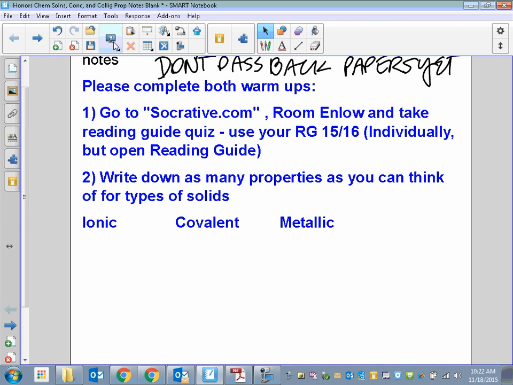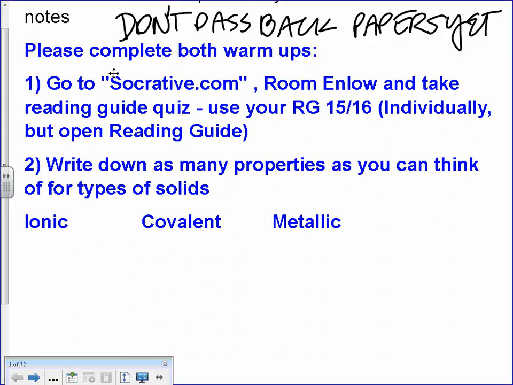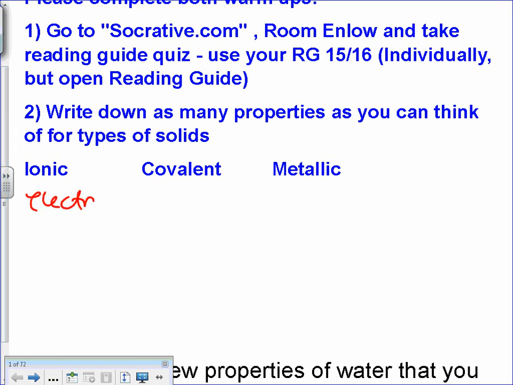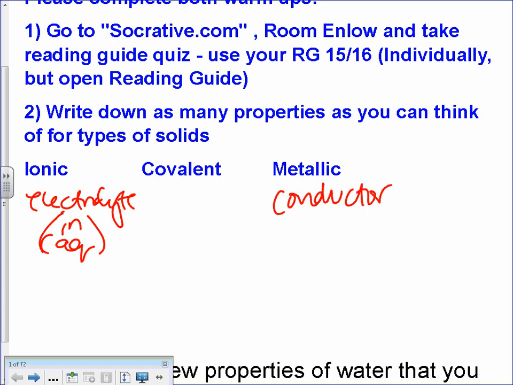Right? And that's under ionic. How about the other ones? Are they electrolytes? All right, so this is an electrolyte in aqueous solution. So we know that electrolytes conduct electricity in aqueous state. What about metallic things? Do they conduct electricity? Yes, but what state? In their solid state, right? So we know that they are conductors, but we just remember that they're in their solid state when they're conductors, whereas ionic compounds are not conductive in their solid state, but they are conductive in their aqueous state.